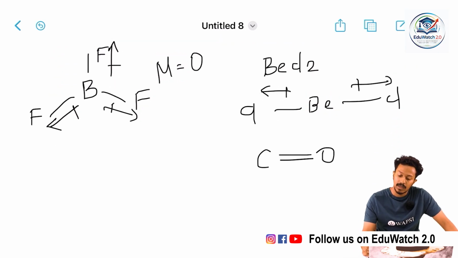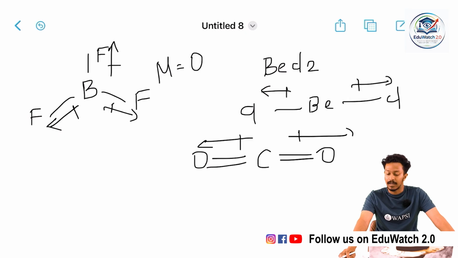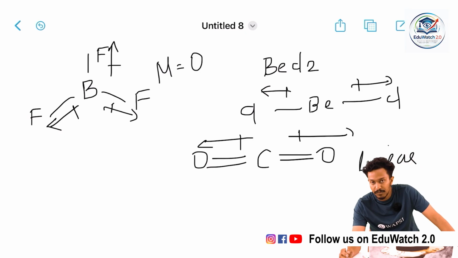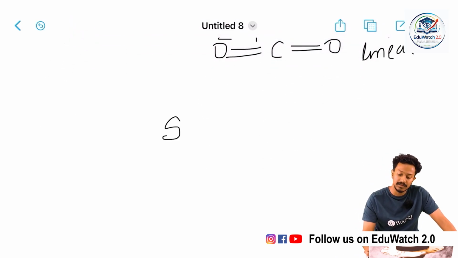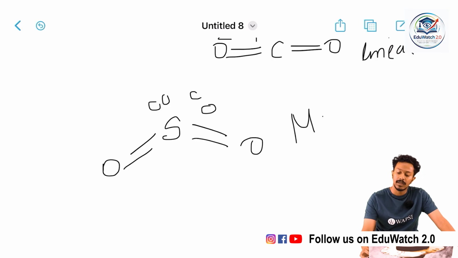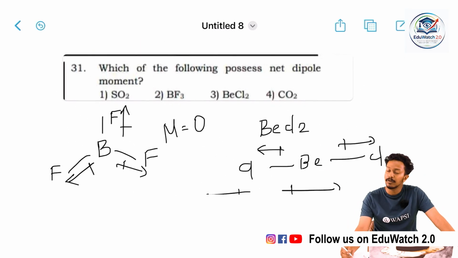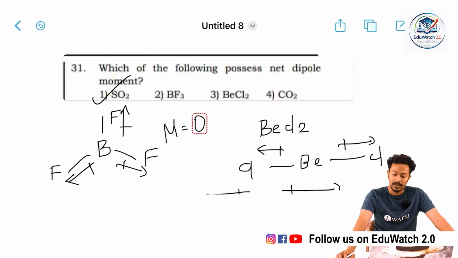Carbon dioxide also has a net dipole moment of 0. This is because the structures of beryllium chloride and carbon dioxide are linear, and the different structure is that of sulfur dioxide, which is bent. This is the structure of sulfur dioxide, which has a lone pair of electrons, so the net dipole moment is not equal to 0. So the correct option for this question is option 1, sulfur dioxide.